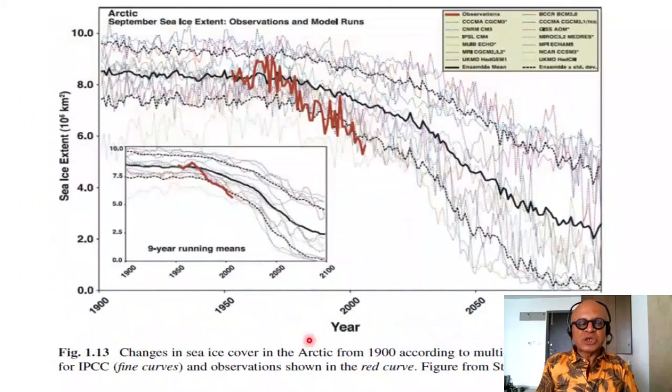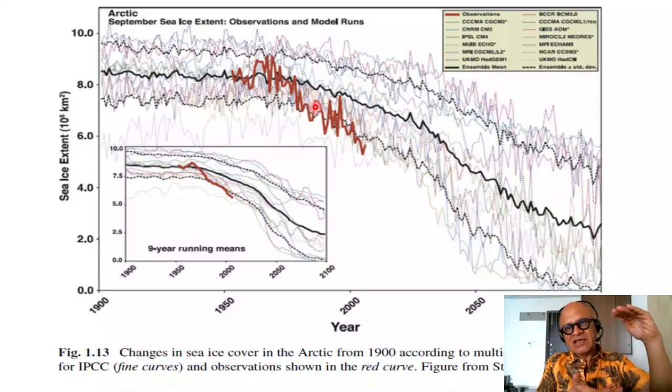Here are changes in sea ice cover in the Arctic from 1900 according to multi-model simulations and observations shown in the red curve here. We have some estimates from various observations, including satellites, which show that there has been a decrease in the ice cover. So it's basically the area of the Arctic covered by the ice.